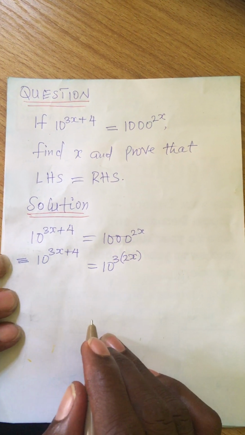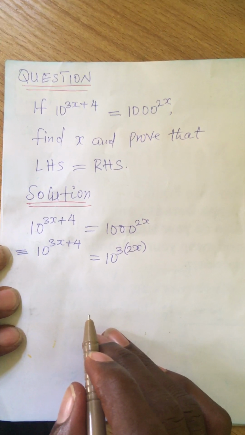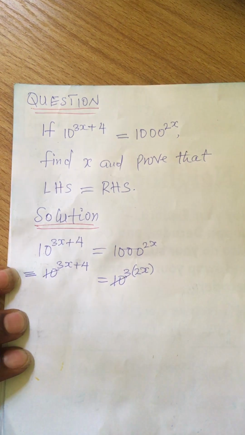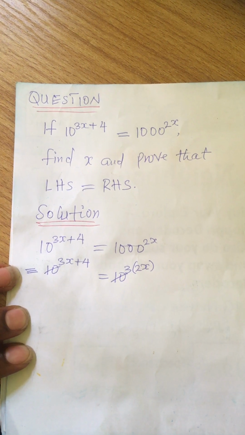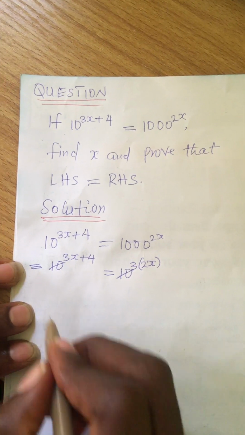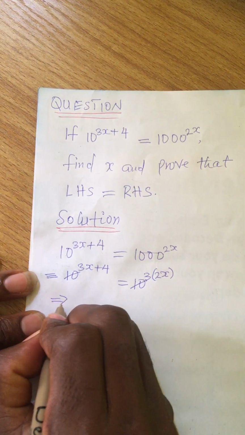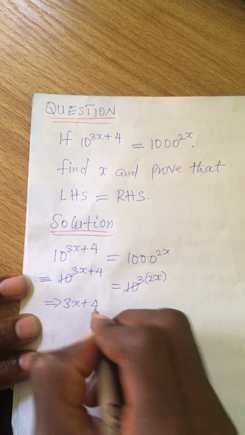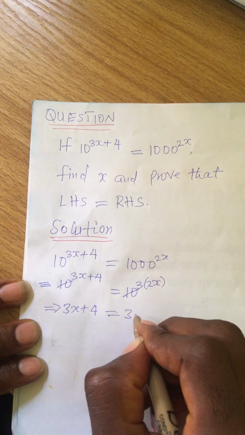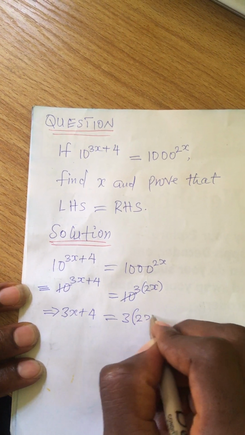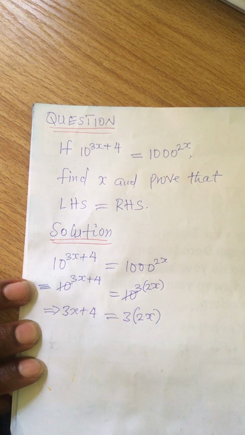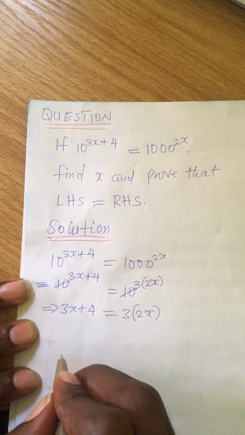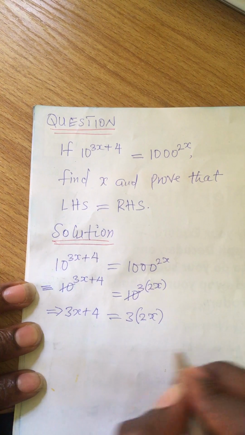All right, let's continue. So if we have this as a question, we can easily strike out the base, which is the 10, the common base, and we'll be working with the power. So this implies that 3x plus 4 is equal to 3 open bracket 2x. So I think this is settled. So we move to the next step, and we open the bracket in the right hand side.